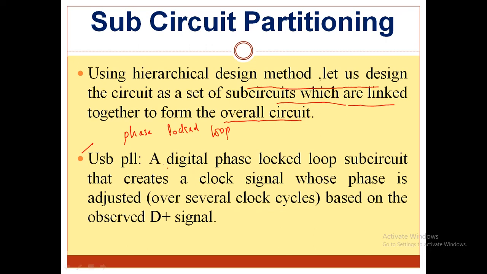D plus is a positive signal of the USB, and the USB consists of four lines. So this phase locked loop is a sub-circuit that creates a clock signal whose phase is adjusted based on the observed D plus signal. Based on the observed D plus signal, we can adjust the clock signal.